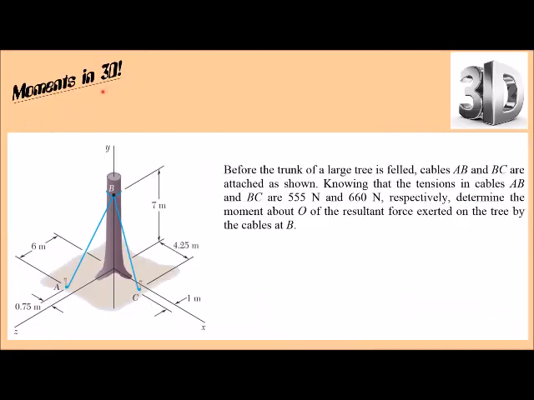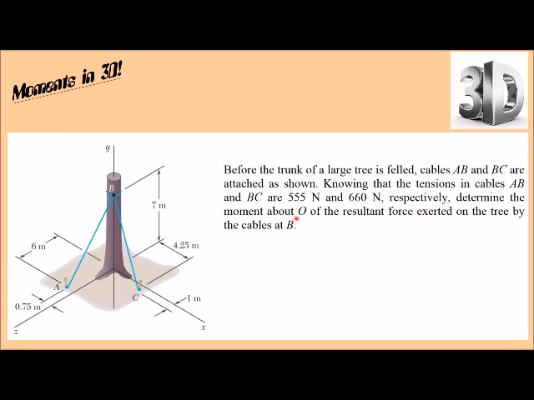Three-dimensional example. Don't worry, the three-dimensional ones, some people actually think they're easier. So we'll see. Okay, before the trunk of a large tree is pulled down, cables AB and BC are attached as shown. So we're going to pull this tree over, and we want to make sure it doesn't fall on your car or fall on your house. It looks like they're trying to pull it kind of forward. So these two cables, AB and CB, are going to help pull the tree over and pull it in the right direction. Knowing the tension in cable AB and BC are 555 newtons and 660 newtons.